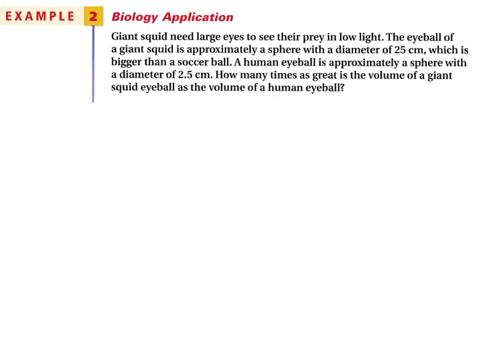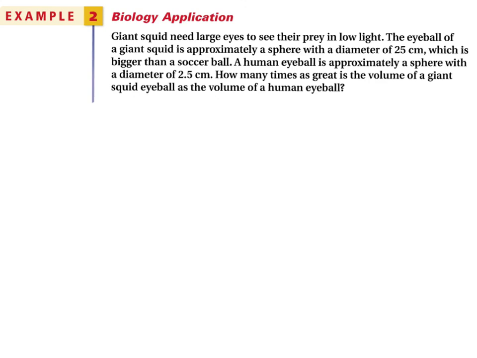So in example 2, we're going to talk about a giant squid. Now a giant squid actually has really large eyes. They need to see their prey in low light. The eyeball of a giant squid is approximately a sphere with a diameter of 25 centimeters, which is bigger than a soccer ball. A human eyeball is approximately a sphere with a diameter of 2.5 centimeters. How many times as great is the volume of the giant squid eyeball as the volume of the human eyeball?